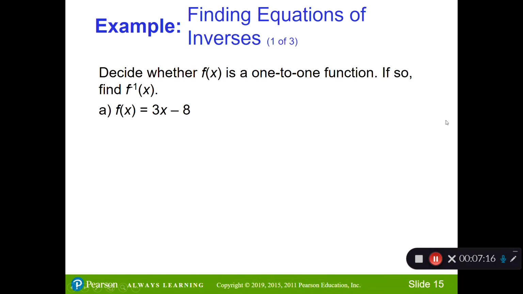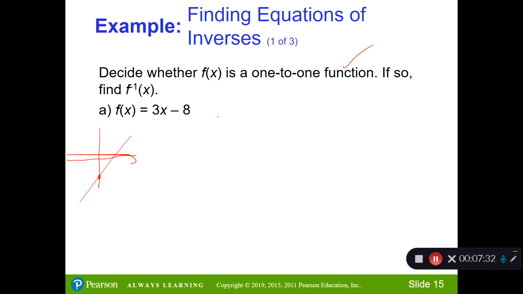So decide whether f is a one-to-one function. This is a line, right? 3x minus 8 would be a line with a y-intercept of negative 8 and a slope of 3. That's going to pass the horizontal line test. So yes. So now find its inverse.